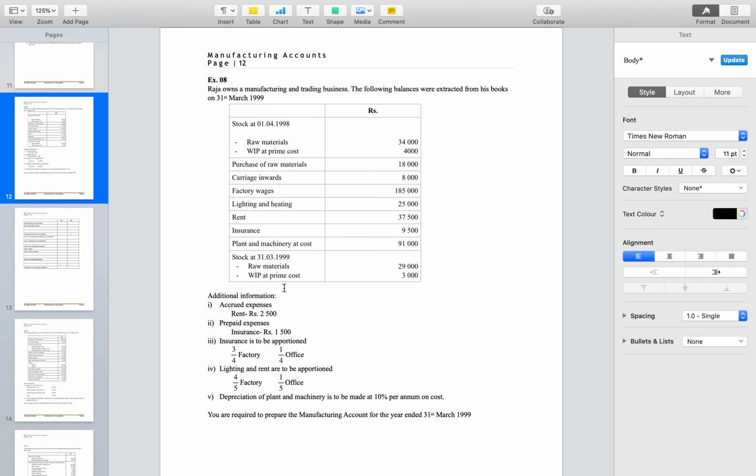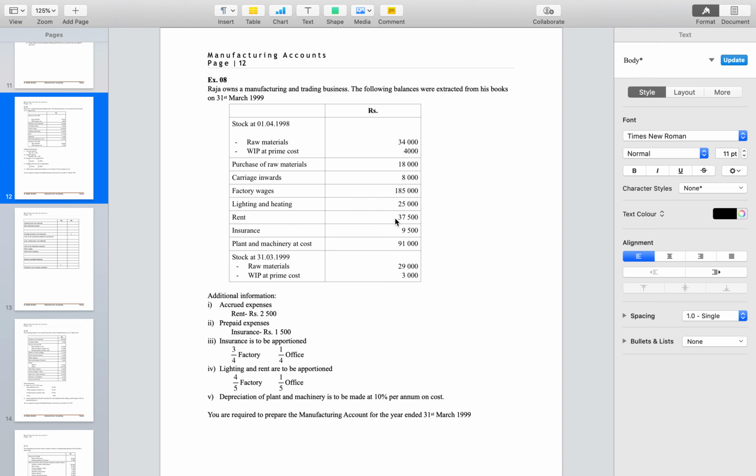So number one, question number 8, straightforward question. When you go to the requirement given over here, they have said prepare the manufacturing account. So normally you don't start a question this way, you always finish off with adjustments, right? So when you go to additional information, point number 1, it says accrued expenses, rent is 2500. So when you did the last chapter, that is sole trader, accrued is something that you always add. So they say over here the rent is accrued by 2500, right?